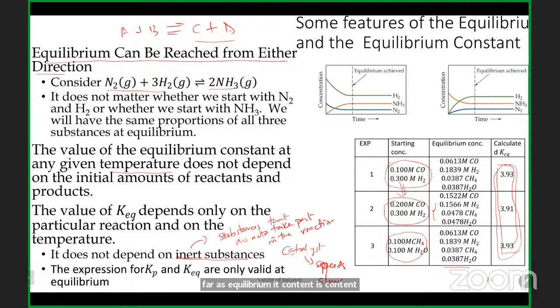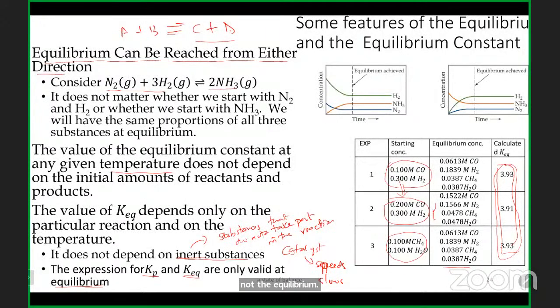Now, the equilibrium constant expression that we use for calculating equilibrium is only valid at equilibrium. If you are calculating the concentration using the equilibrium constant expression at any other point that is not equilibrium, you are only calculating what we call a reaction quotient. It's not the equilibrium constant.